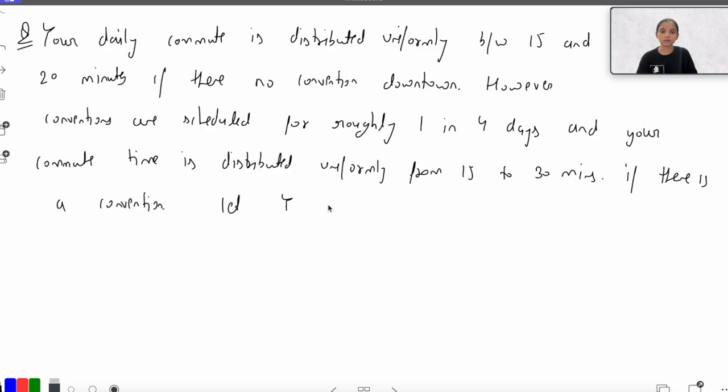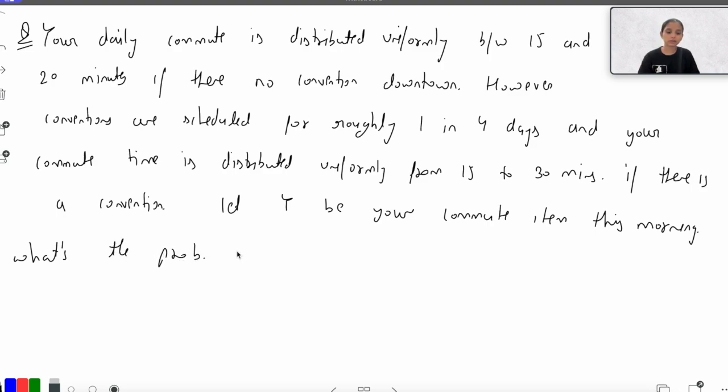Let Y be your commute time this morning. Then what's the probability that there was a convention downtown given Y is equal to 18?